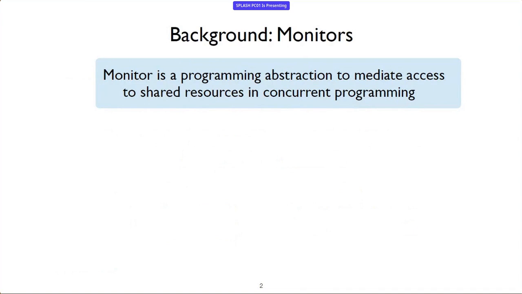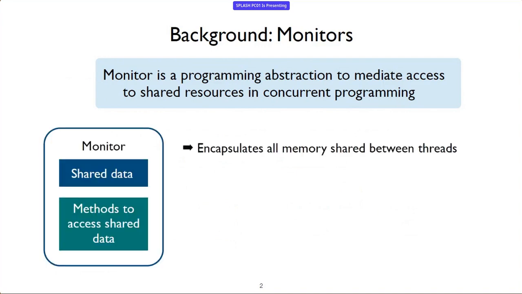As you can tell from the title of the talk, this talk concerns a programming abstraction called a monitor. In a nutshell, a monitor is a class that is used to mediate access to shared resources in concurrent programming. At a high level, you can think of a monitor as a class that encapsulates all memory that's shared between threads, and it also provides methods that provide access to shared data. So you call monitor methods to both read from and write to data that's shared between threads.